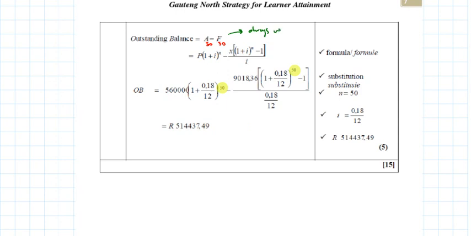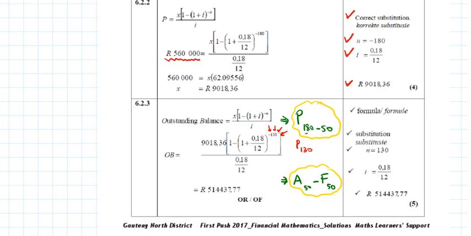Let's write it again. The P formula may not work when your last payment is not the same, like in the previous question. In the previous question you had a different final payment, so you could not use the P formula in that condition.